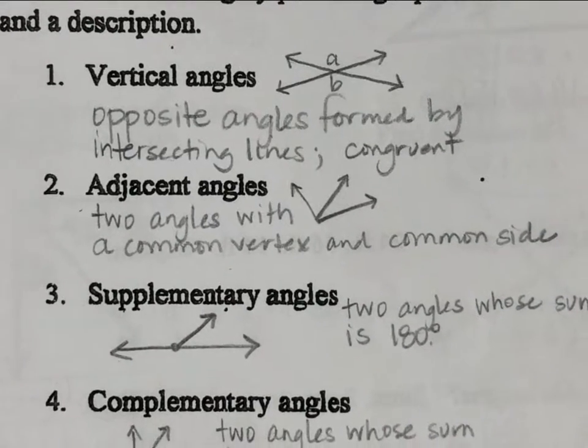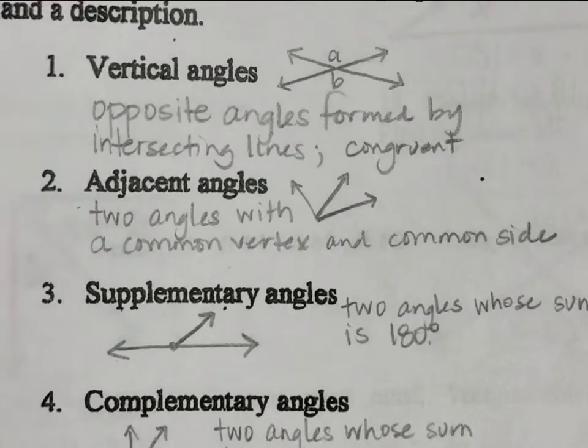Vertical are opposite angles formed by two intersecting lines, and they have the same measures. Adjacent angles are two angles with a common vertex and a common side. And supplementary, two angles that add up to 180.